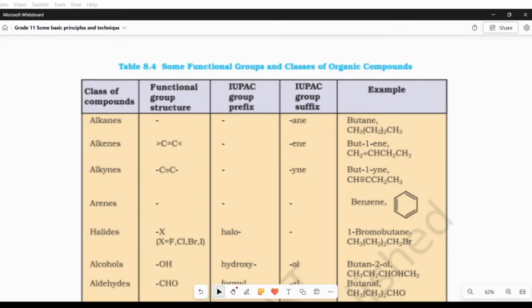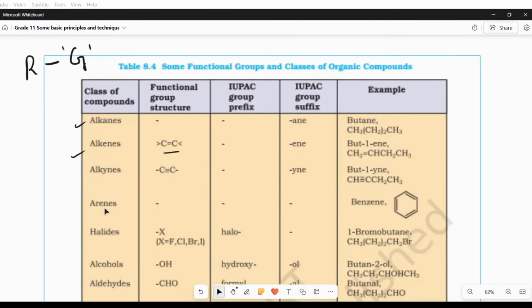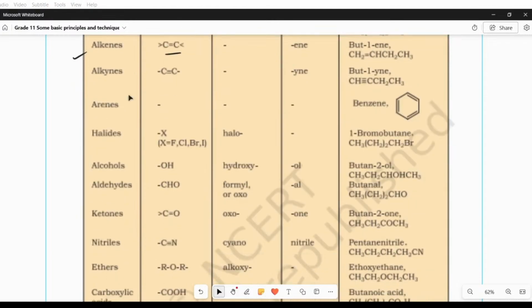Now, let us look at some of the functional groups and classes of the organic compounds. R is linked to G. So, what is this G? G is the functional group. Now, the different classes of compounds are alkanes, which have carbon-carbon single bond, alkenes, which have carbon-carbon double bond, alkynes, carbon-carbon triple bond, arenes, aromatic compounds, halides, where halogens can be fluorine, chlorine, bromine, iodine.